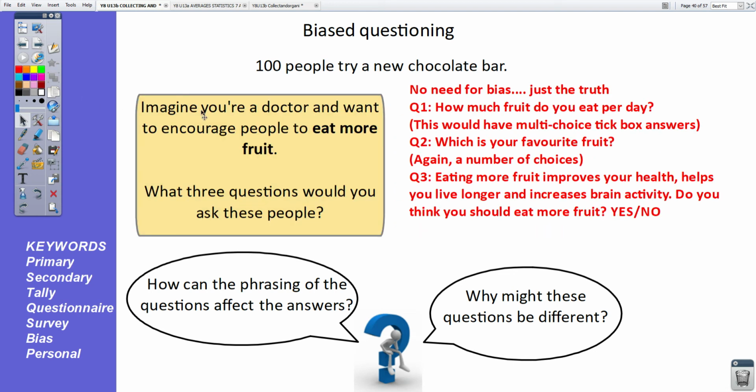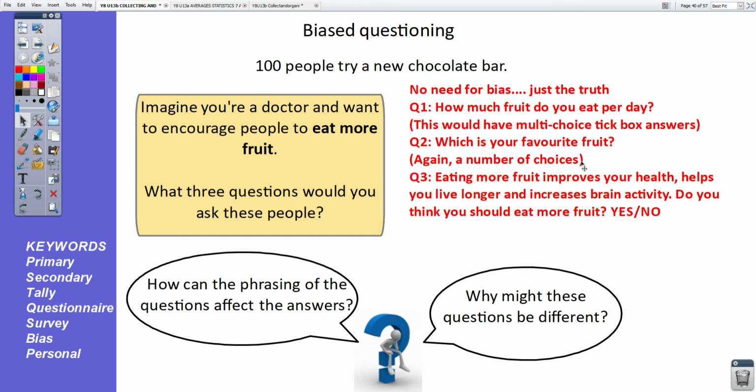If we look at the fruit question, the doctor encouraging people to eat more fruit, a doctor's not going to lie, and a doctor's not going to use bias. A doctor just needs to encourage people with the truth. So we start off with, how much fruit do you eat per day? Could have multiple choice tick box answers, for instance. No pieces, 1 to 3 pieces, 4 to 5 pieces, 6 plus.